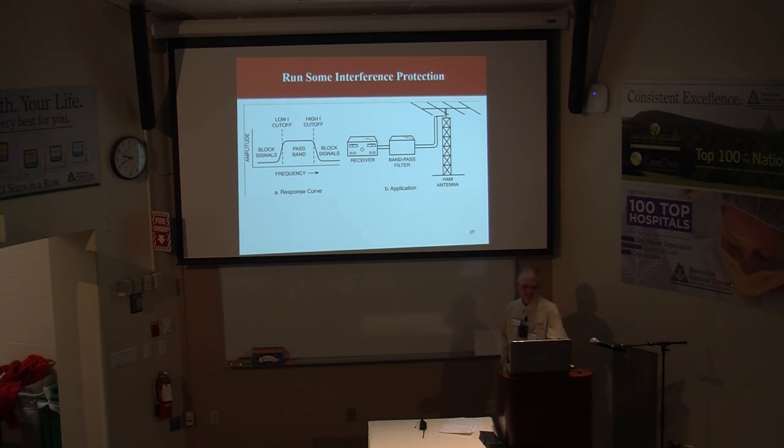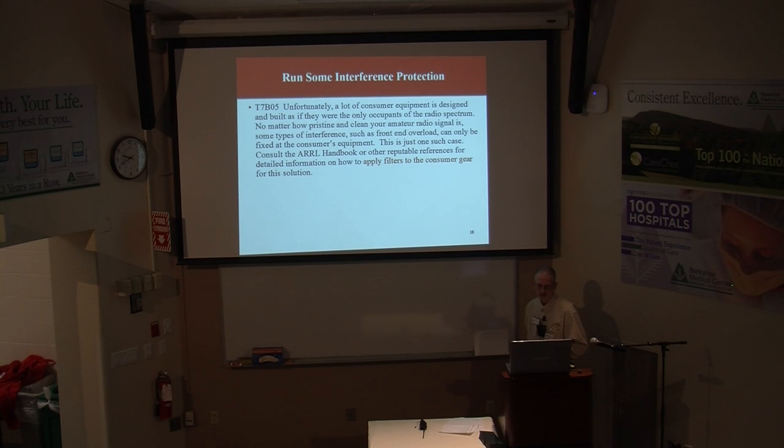So there's your high cut, low cuts, and how the filters work, and that bypass filter in between your receiver and antenna. Unfortunately, a lot of consumer equipment is designed and built as if it were the only occupant of the radio spectrum. No matter how pristine and clean your amateur radio signal is, some types of interference, such as front-end overload, can only be fixed at the consumer equipment. This is just one such case. Consult the ARRL handbook and other reputable references for detailed information on how to apply filters to consumer gear for the solution.